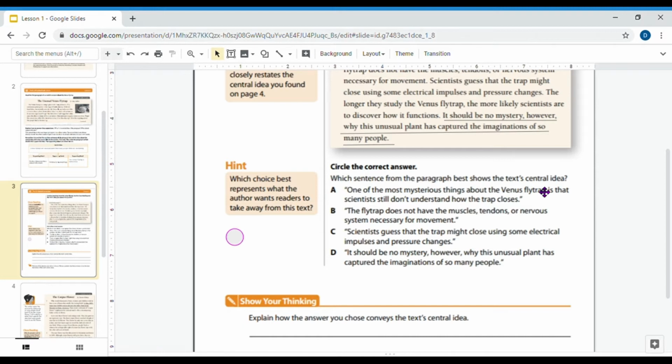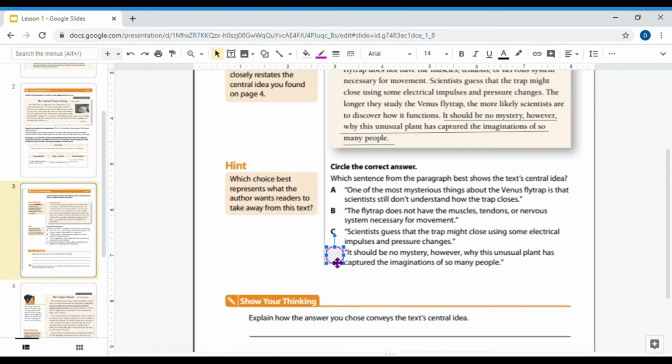It says, one of the most mysterious things about the Venus flytrap is that scientists still don't know how the trap closes. Is it B, the flytrap does not have the muscles, tendons, or nervous system for movement? Is it C, scientists guess that the trap might close using some electrical impulses and pressure changes? Or is it D, it should be no mystery, however, why this unusual plant has captured the imaginations of so many people? So the correct answer is, in fact, D.